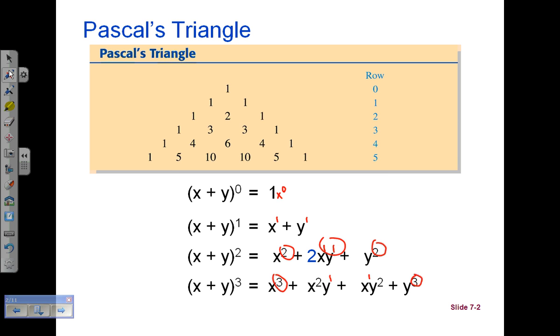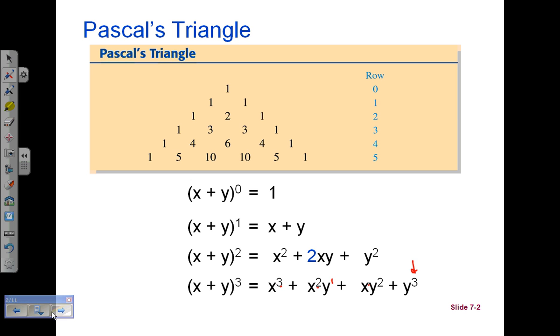Also, if you notice, the x's go down in powers when you go from left to right. The x's go 3, 2, 1, 0 in this cubed expansion. Yeah, they go 3, 2, 1, 0. And the y's go just the opposite. They start at 0 and go up: 0, 1, 2, and 3.